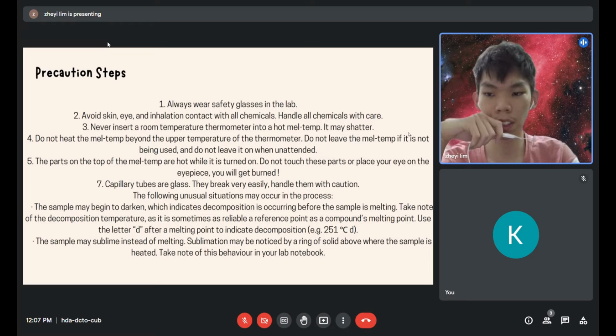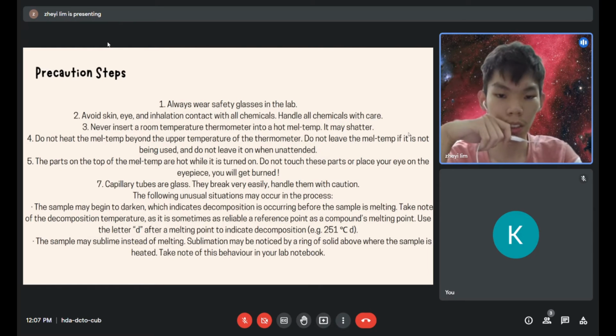Do not leave the melt temp on if it is not being used, and do not leave it on when unattended. The parts on the top of the melt temp are hot while it is turned on. Do not touch the parts or place your eyes on the eyepiece. You will get burned. Capillary tubes are glass. They break very easily, so handle them with caution.